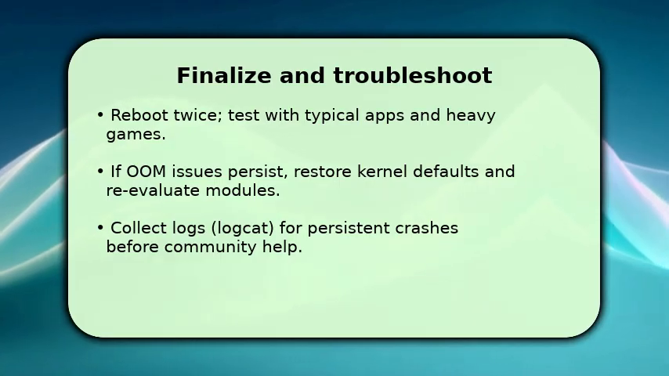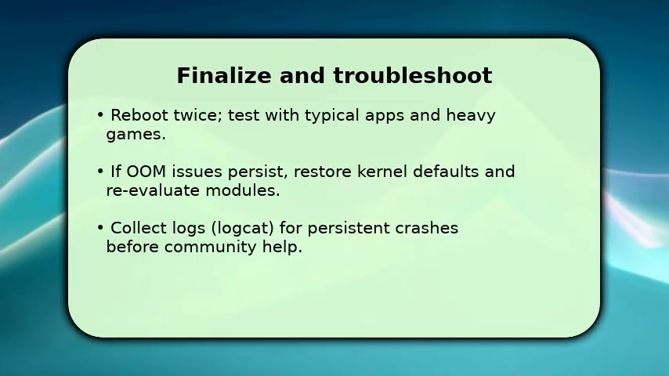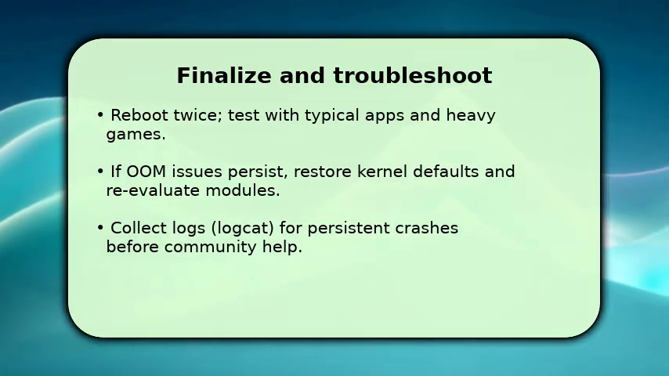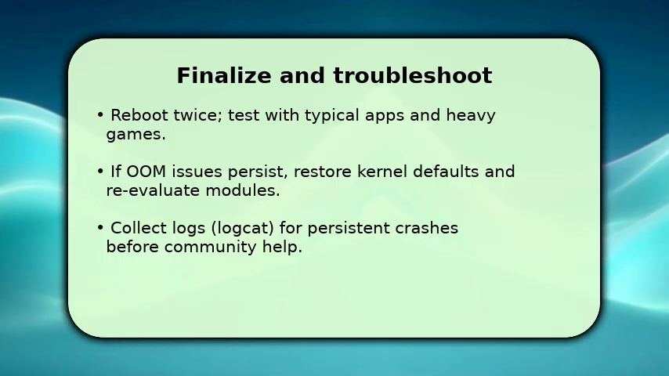When problems persist, capture logcat and dmesg after a crash to identify OOM killers or kernel messages. Make sure to note timestamps and actions. This information lets you or community experts diagnose whether a config or a buggy module caused the RAM regression.